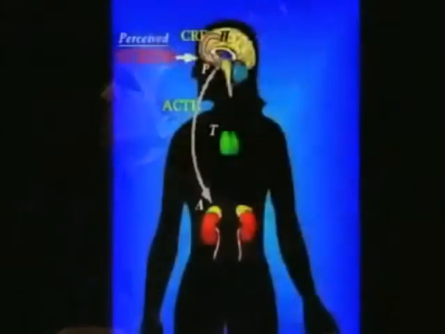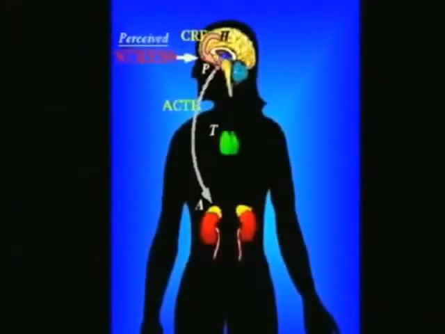So the body gets the signal from the brain: okay, mobilize the body for what? Growth or protection under stress? Protection. Well, how do you do that? And here's the answer. The signal goes from the brain to the pituitary gland.